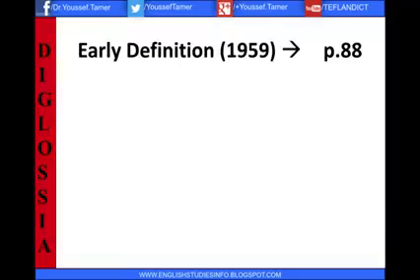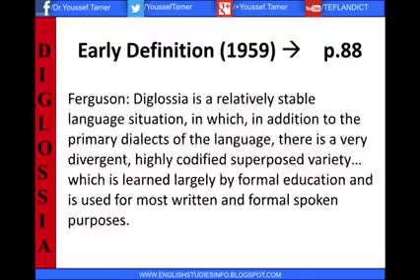So Ferguson, in his article called Diglossia, published in 1959, on page 88, defines diglossia as follows. I'll let you read it. I don't want to interfere with you. Yes, please. And then we will discuss it.